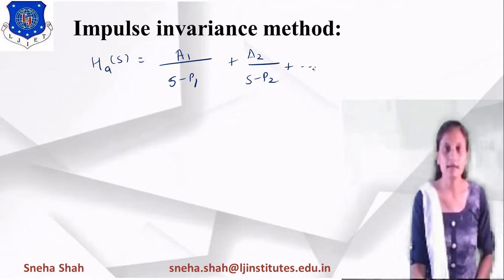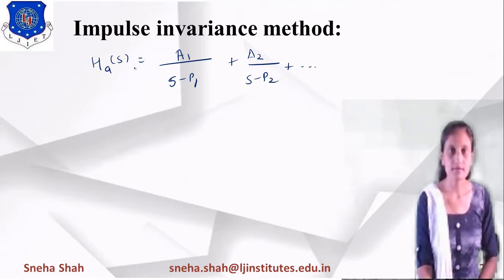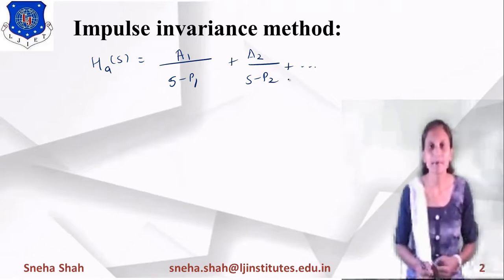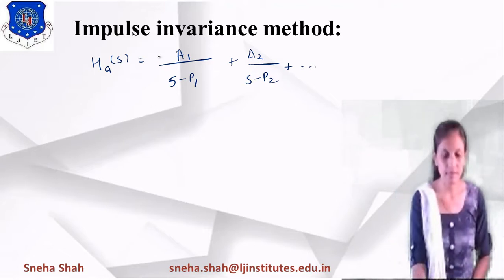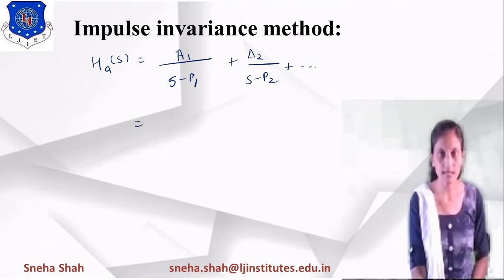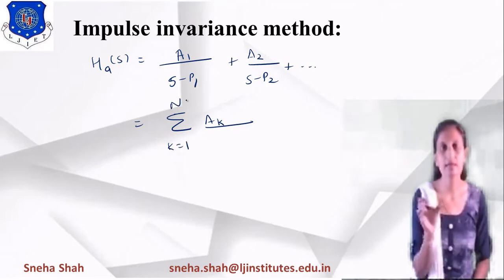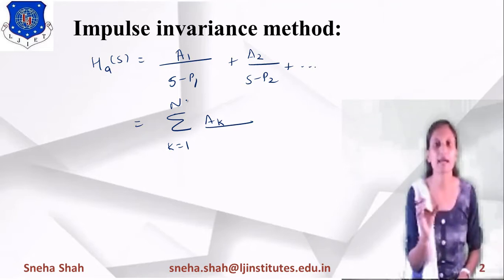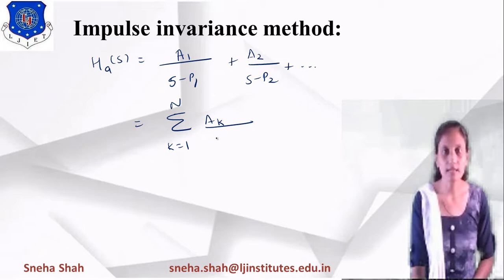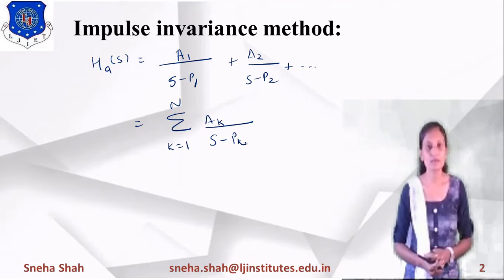In the impulse invariance method, we start with this analog transfer function in the form of the poles p1, p2, p3, obtained by the partial fraction method. In generalized form, it is represented as the summation of A_k upon s minus p_k, where k goes from 1 to n, if we have n number of poles.